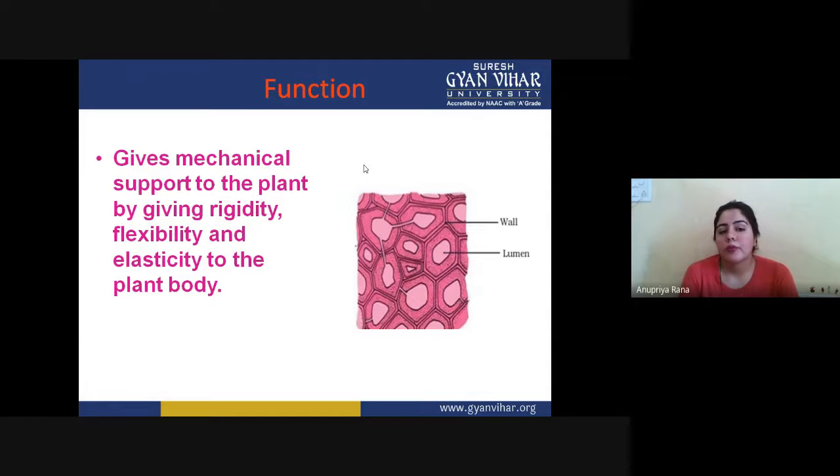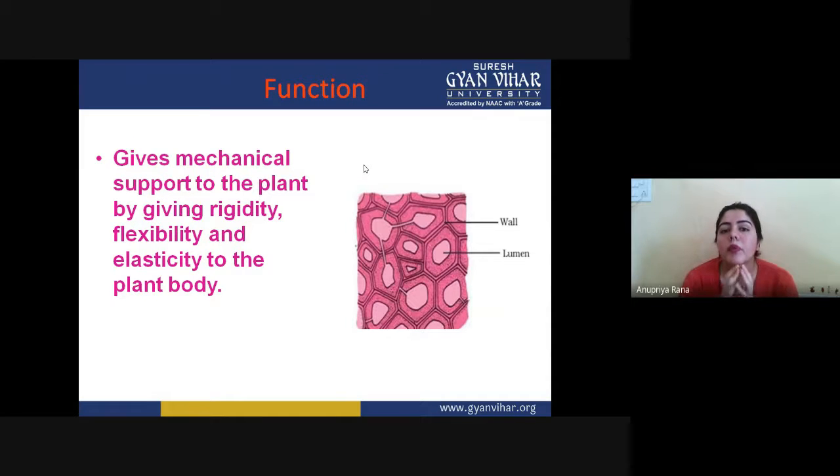Function. There are basically two functions performed by the sclerenchyma cell. Very first, they give mechanical support. This is the major function done by the sclerenchyma cell. They give rigidity, flexibility, and elasticity to the plant body.